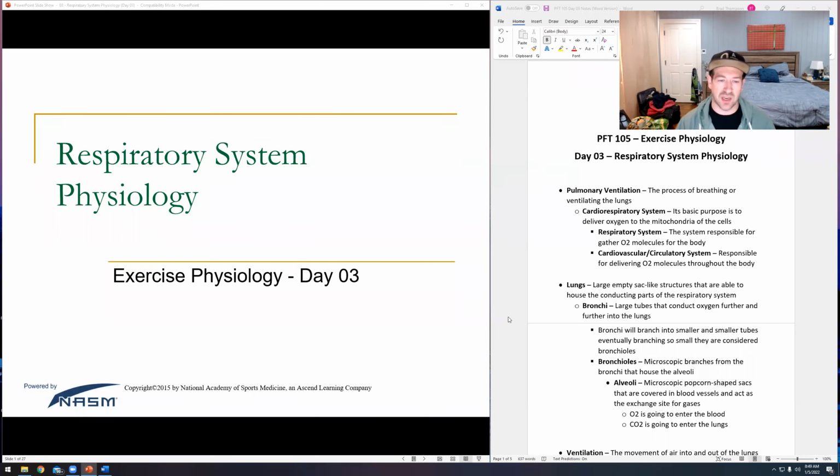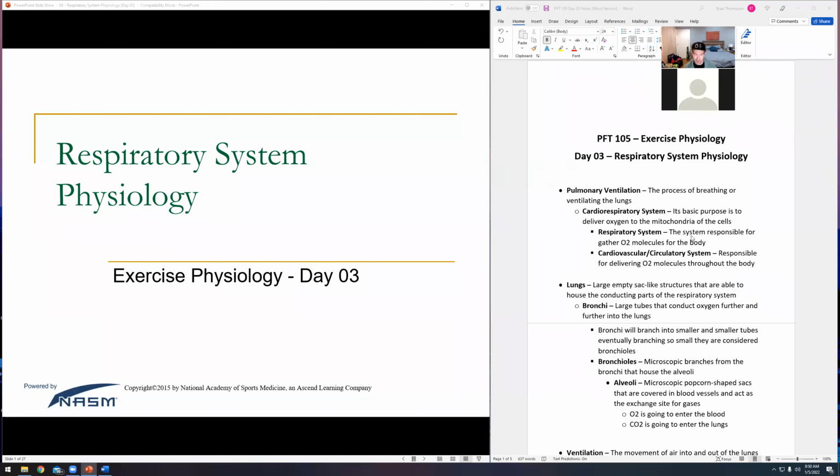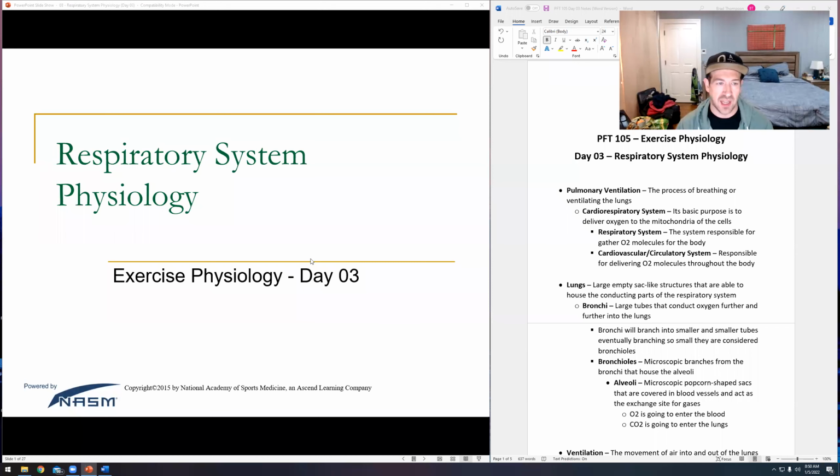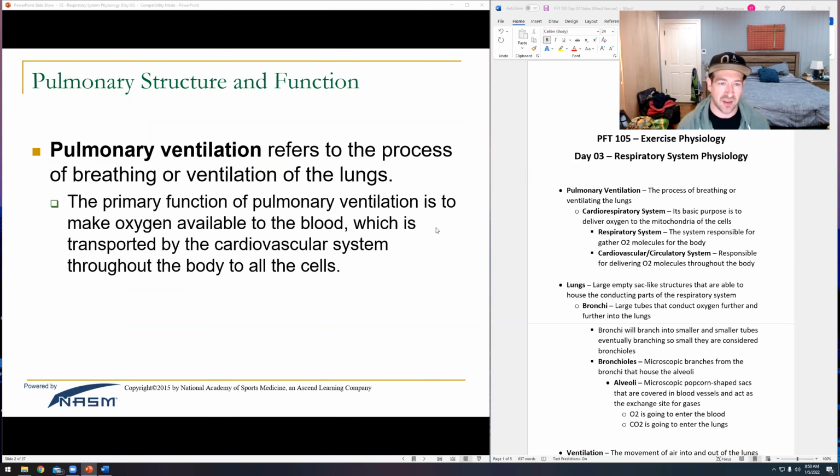All right, so we are looking at our third day today, the respiratory system physiology and anatomy. Oh, we don't have any overview slides. Well, I'll do a little bit of our objectives today, our learning objectives.